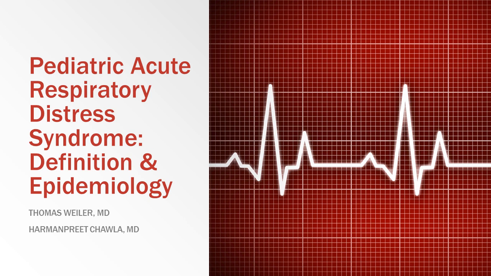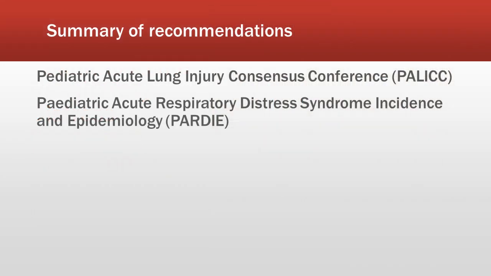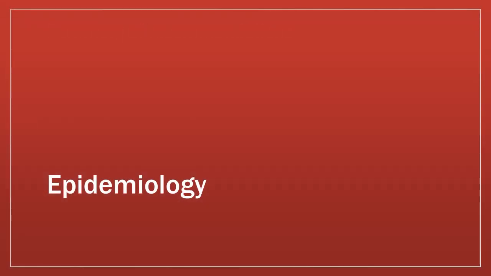The next lecture series that we're going to go on to is Pediatric Acute Respiratory Distress Syndrome. In particular, we're going to discuss the epidemiology and the definition behind the syndrome today. The summary of the recommendations that we have for you today are derived from two major sources. One of them is the Pediatric Acute Lung Injury Consensus Conference, or PALIC, and the other one is PARDI, the Pediatric Acute Respiratory Distress Syndrome Incidence and Epidemiology. So with this, we'll dive right on into the epidemiology.